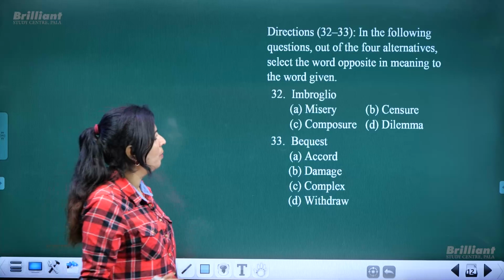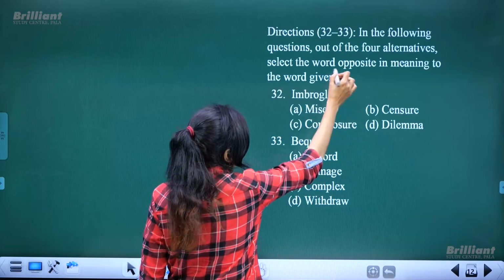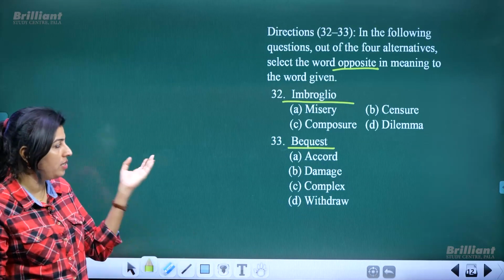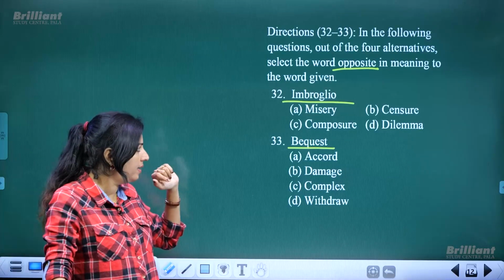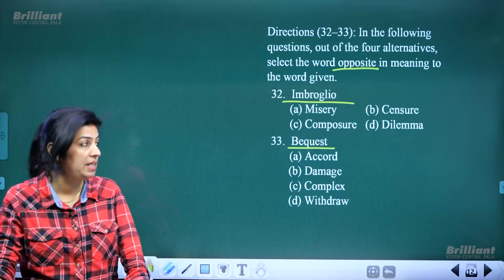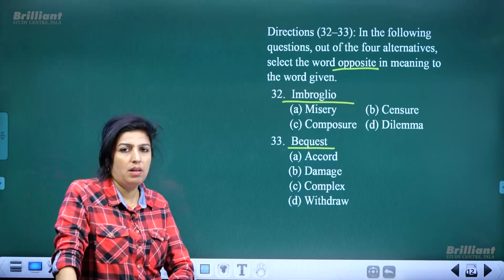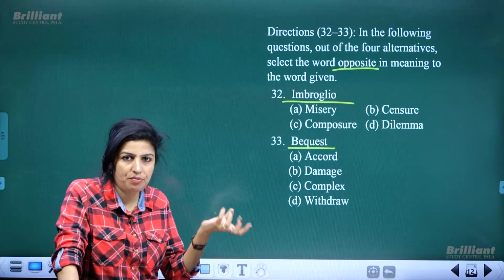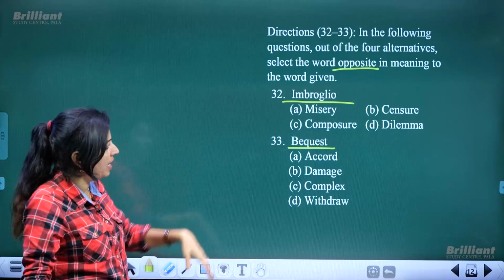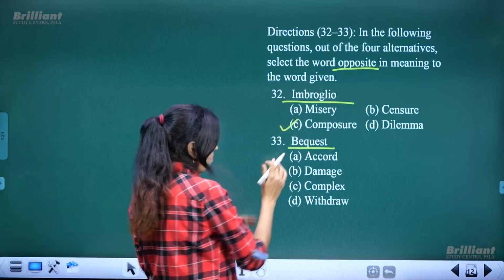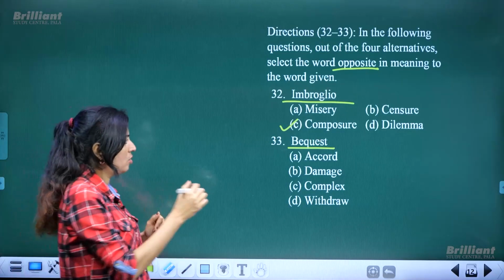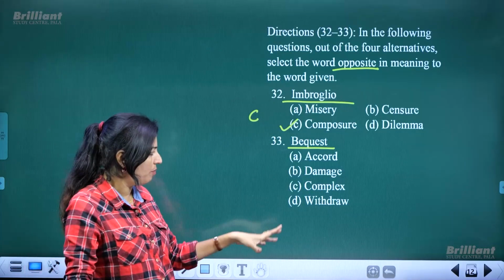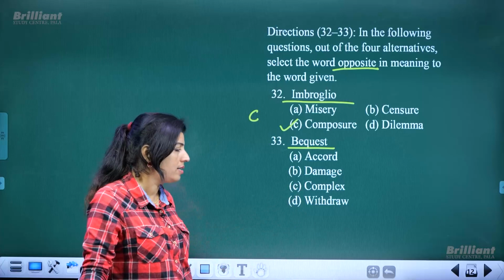Next is find out the opposite in meaning, antonyms: imbroglio and bequest. In order to find the opposite, you need to know the meaning of these words, right? What is the meaning of imbroglio? It means a person who is rather confused, not so sure, not very calm and composed, a bit confused. And the opposite of that will be composure, meaning calm, quiet, balanced. So option number C.